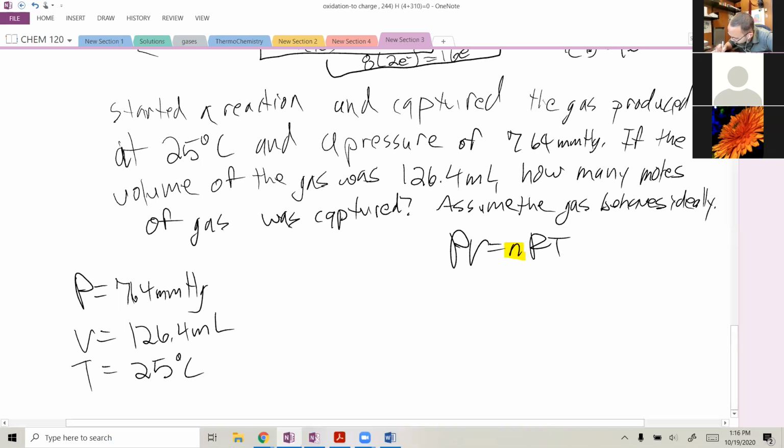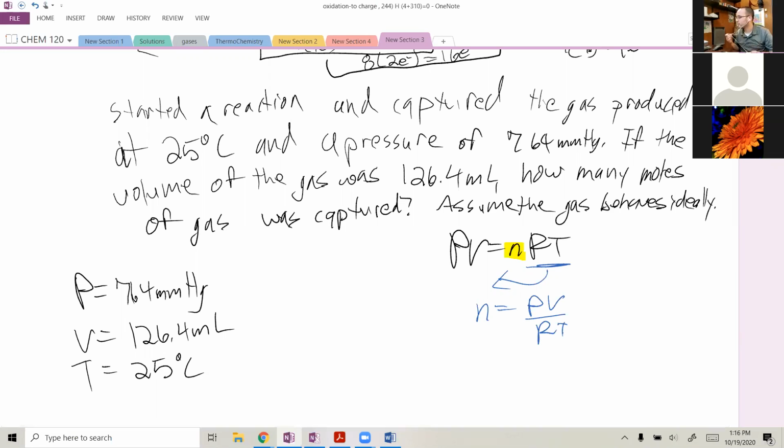So we want to bring this RT over onto the other side. So we should get N is equal to PV over RT. Very good. Now, before we just start plugging that in, what do we need to do to all of our measurements? You have to convert them. We have to convert them, right?